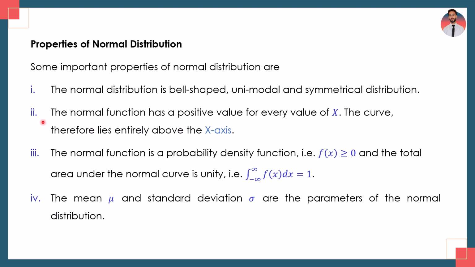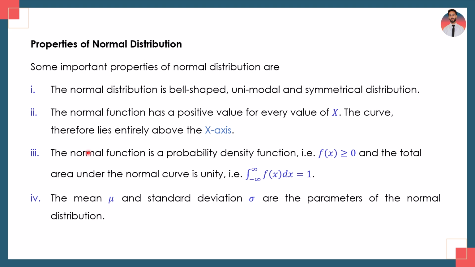In the second property, the normal function has a positive value for every value of x. The normal curve, therefore, lies entirely above the x-axis. It becomes parallel to the x-axis but does not touch the x-axis. The normal curve always has a positive value for every value of x.